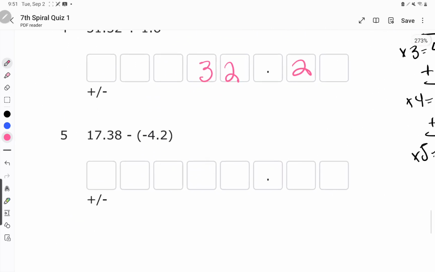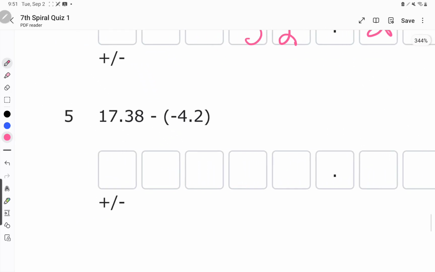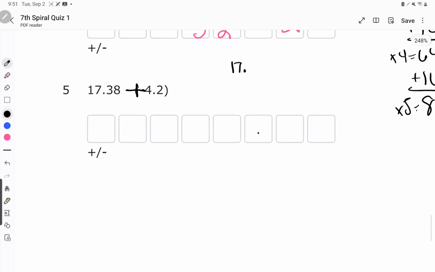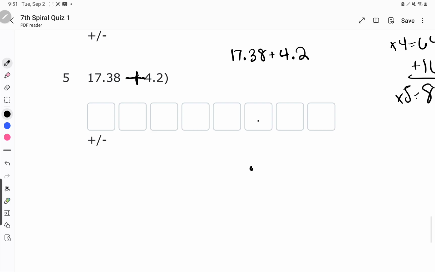And then for this one, I have a negative right next to another negative, and what happens with that? Those turn into positives. So I actually have 17.38 plus 4.2. Remember, when I add or subtract decimals, I have to line them up. So I'm going to start by plopping down 2 decimals. And then before my decimal in the first one comes the 17, and after it comes the 38. And then my second one, 4, comes before the decimal, and 2 comes after.